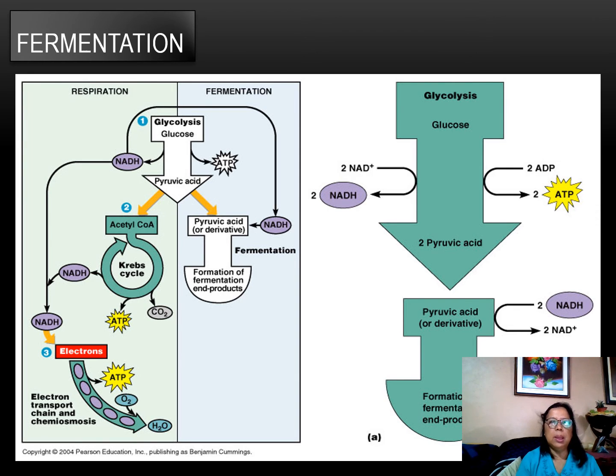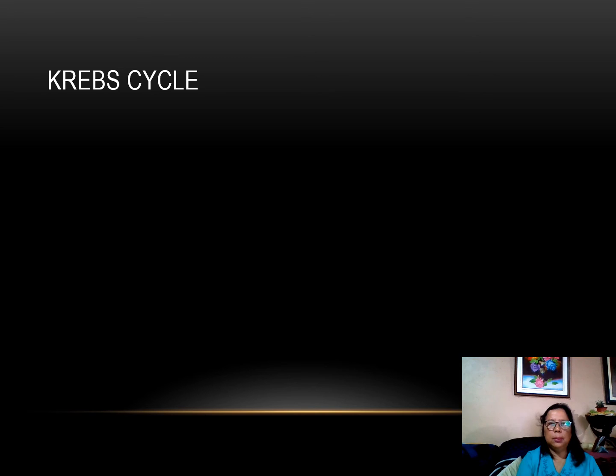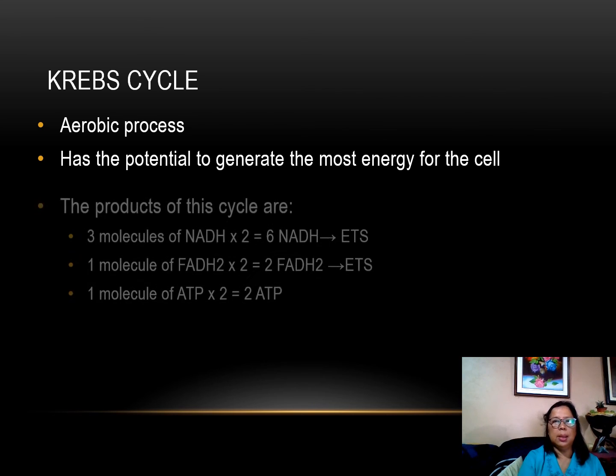So this is a schematic diagram for your fermentation. This is just a review. I am sure you can still recall this illustration as presented in your biochem. So we have the citric acid cycle or the Krebs cycle. You have aerobic process. Krebs cycle has the potential to generate most energy for cells.